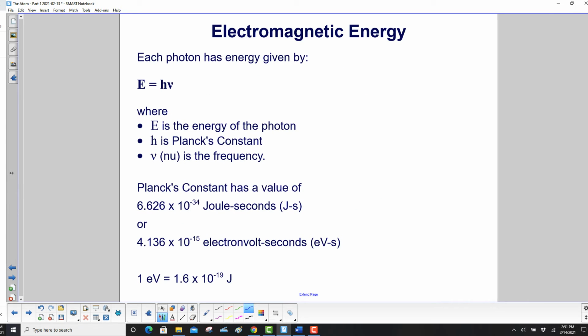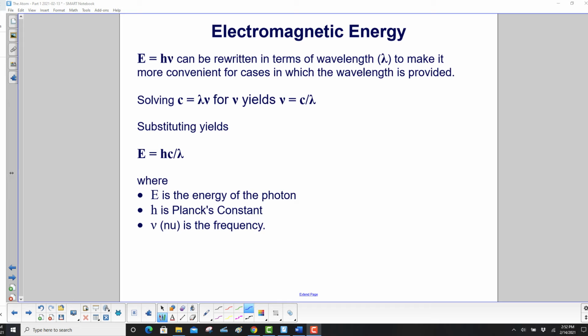Each photon has energy given by E is equal to h nu. E is the energy of the photon, h is Planck's constant, and nu is the frequency. Planck's constant has a value of 6.626 times 10 to the minus 34th joule seconds, or 4.136 times 10 to the minus 15th electron volt seconds. Well, what's an electron volt? It's a unit of energy, and 1 electron volt is 1.6 times 10 to the minus 19th joules.